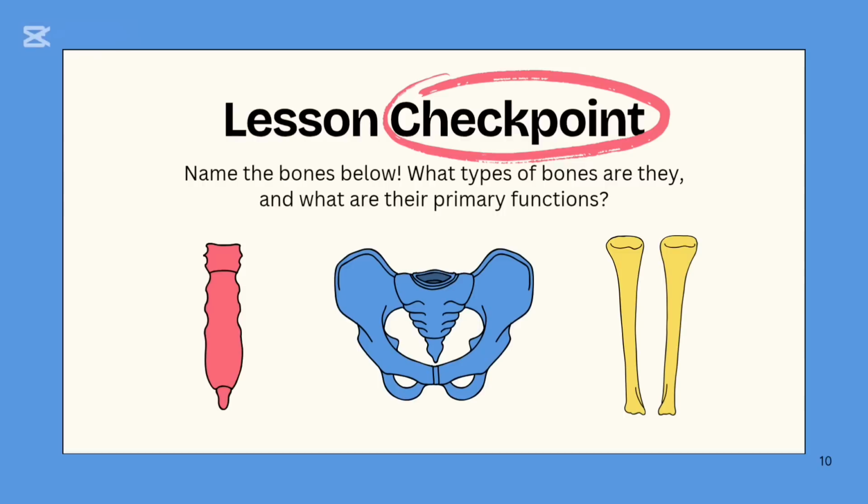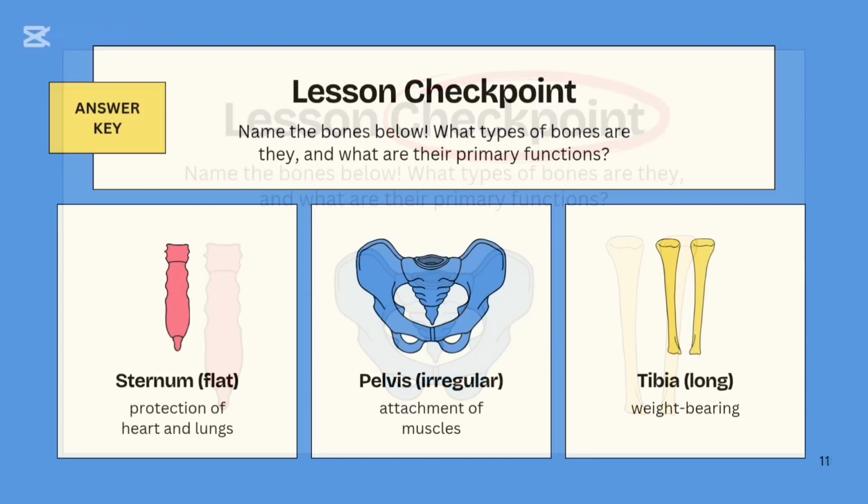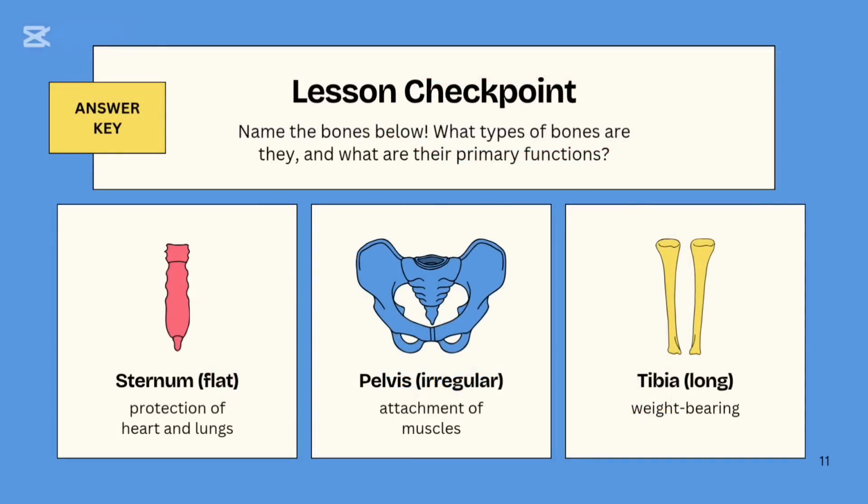Another important function of the skeletal system is the production of blood cells. This process, called hematopoiesis, occurs in the red bone marrow found in certain bones, such as the pelvis, ribs, and sternum. Red blood cells carry oxygen. White blood cells fight infections, and platelets help in blood clotting. Any disruption in this process can lead to conditions such as anemia, in which the body lacks sufficient red blood cells, or leukemia, a cancer that affects blood cell production.